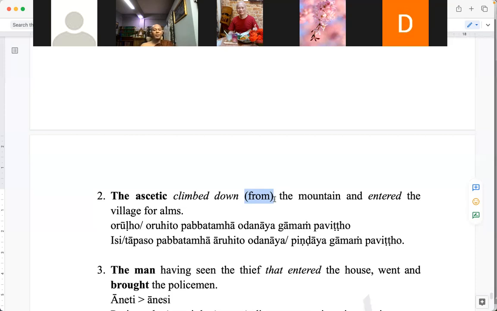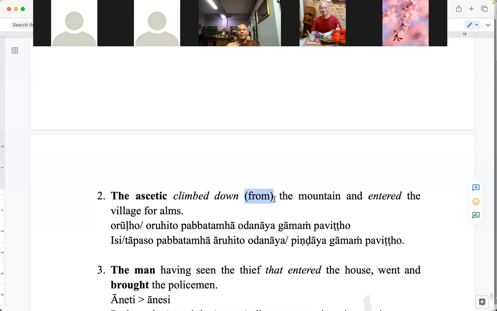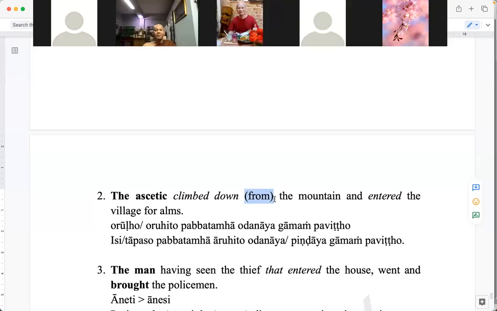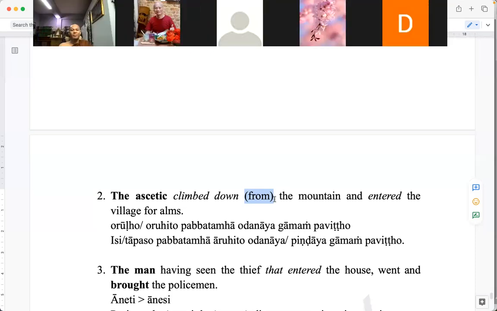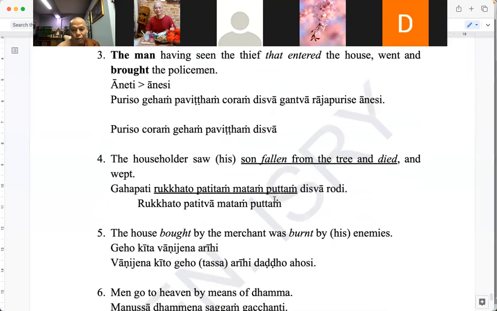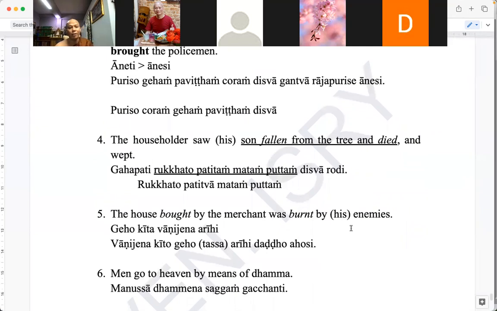Okay, thank you, Bante. Okay, Chen. Bante, sorry, can I just ask, like the death, can we also use marana? So maranena? So marana, yes, that one is also okay. Instead of mattu, marana is also right. Maranena also. Right, we can.